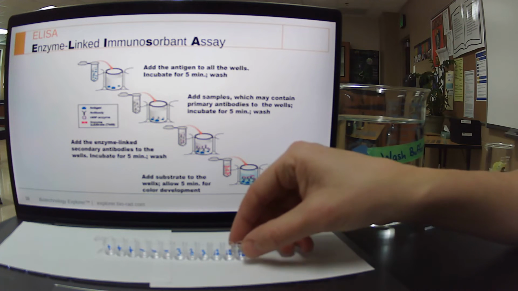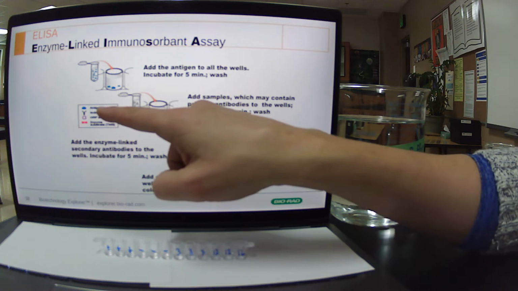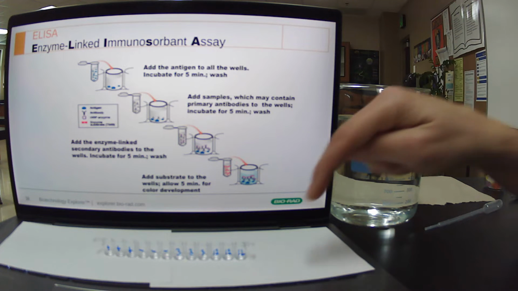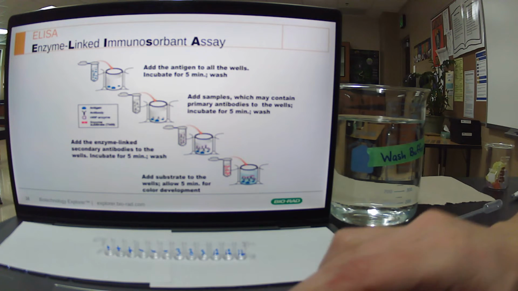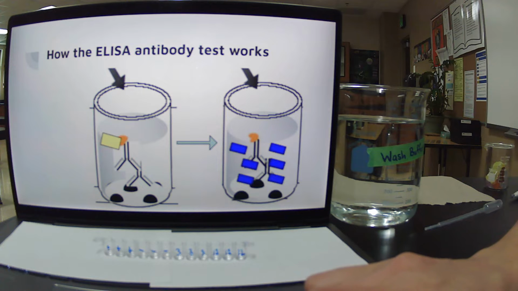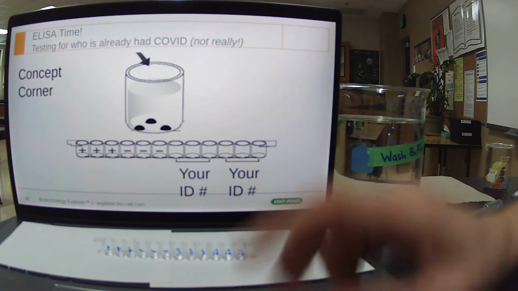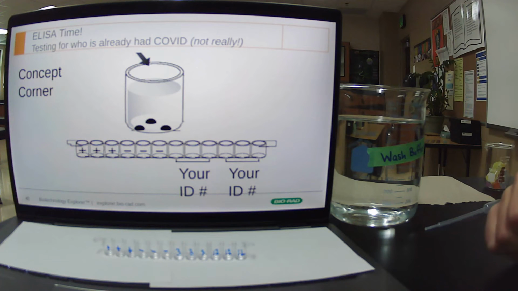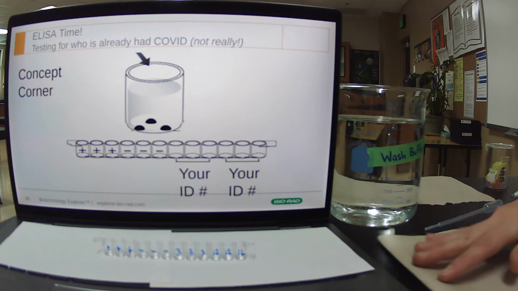Right now, I have already put a little bit of the antigen. So this would represent a spike protein from COVID-19, if that's what we were testing for. We put that in every single well here so that it can bond to the bottom of each little well. This has been sitting in there for about 5 minutes. So now it's time to clear this one out and move on to the next step.